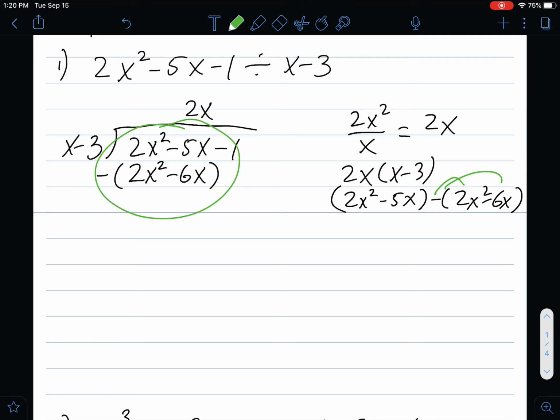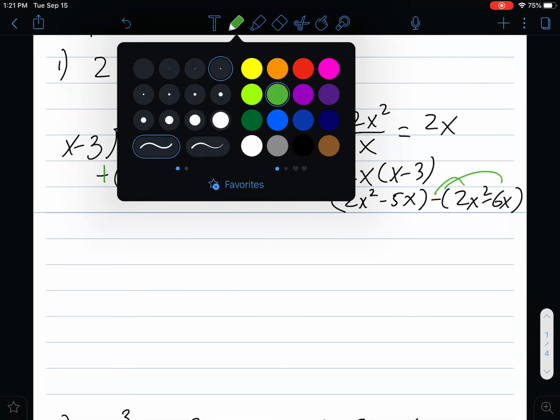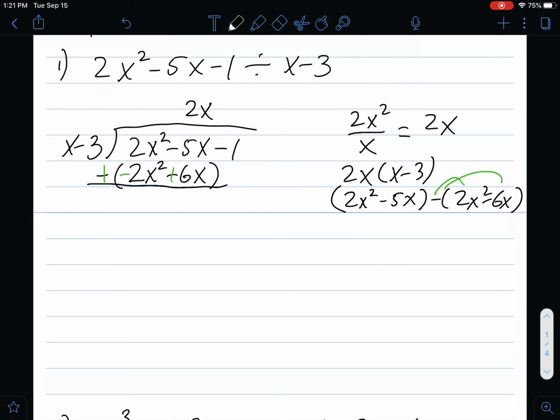So over here, in the body of this problem, you could do it off to the side if you want to, but we can change this to a plus, flip the sign of the 2x squared to be negative, flip the sign of that negative 6x to be now positive. And we are subtracting. Right, 2x squared minus 2x squared is equal to 0. Right, this has to cancel out. Next up, negative 5x plus 6x, that's equal to x. And just like long division, that leftover piece comes down, x minus 1, and we're going to start this process.